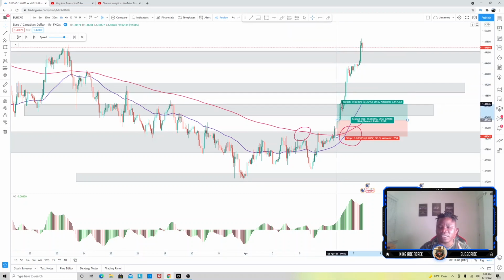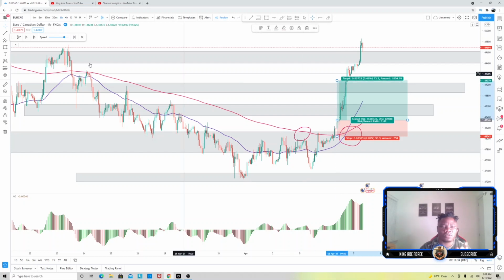So altogether, we're looking at 127 pips. Now, your first take profit would have been 30 pips. Your second take profit would have been about 70 pips, and we have the third take profit right over here for 127 pips. Even if you had the first take profit, we're just looking at a 1-to-1 risk to reward ratio. Very good trade right there. If we got to the second take profit, we're looking at a 2-to-2 risk to reward ratio. Very good trade right there.